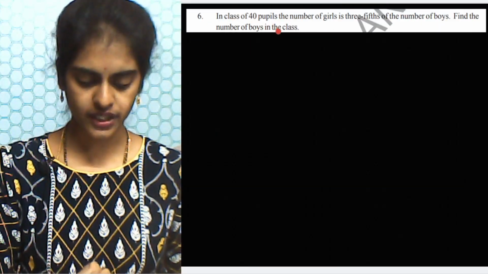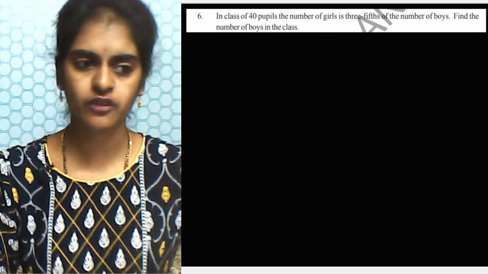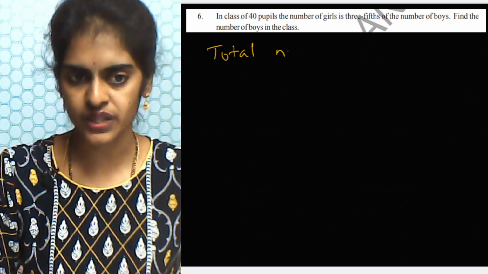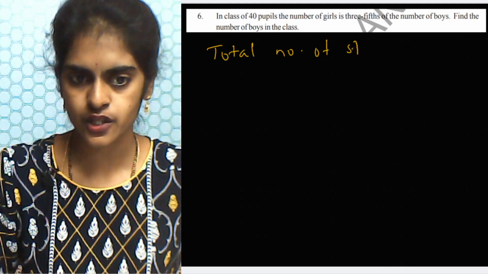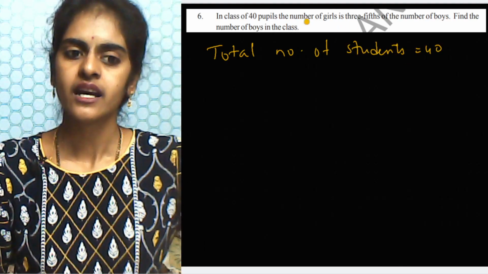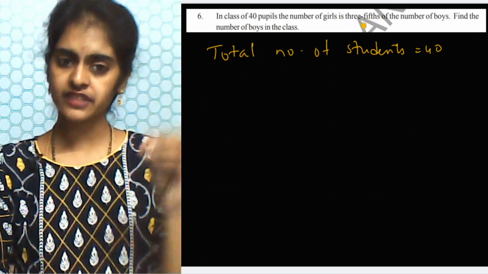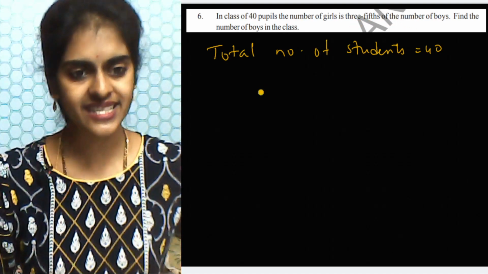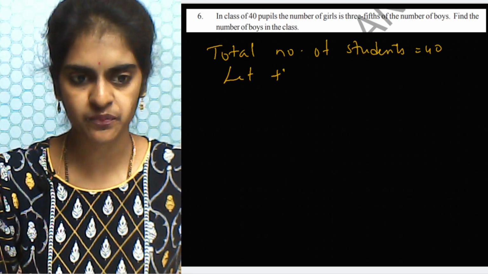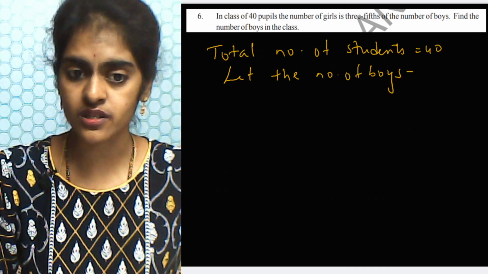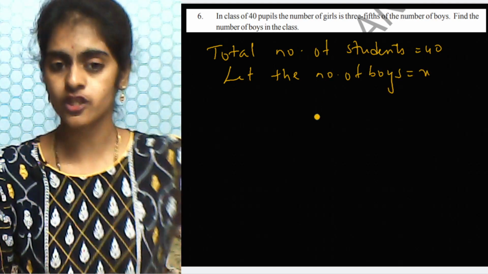In a class of 40 pupils, the total number of students is 40. In a class of 40 students, the number of girls is 3/5 the number of boys. So the girls are compared with boys, isn't it? So let us take the number of boys as x, because girls are compared with reference to boys.